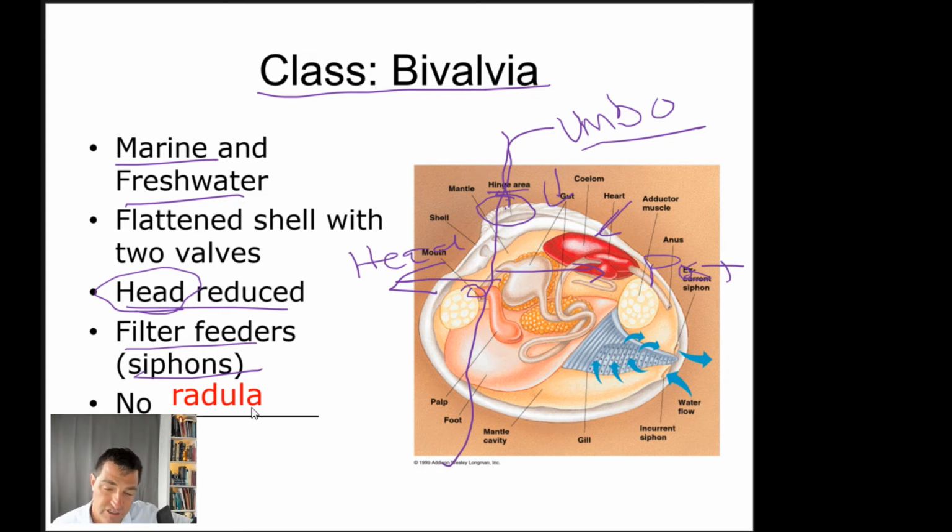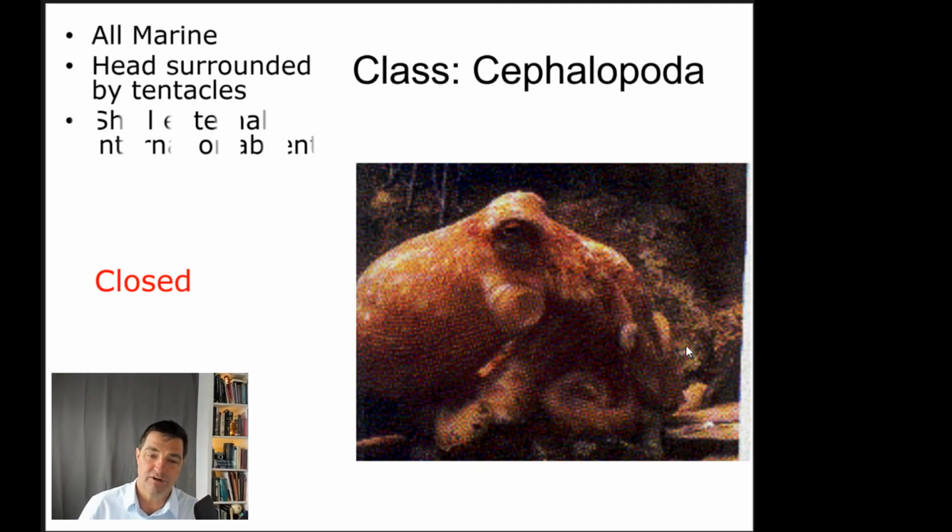They're filter feeders. They have siphons, so they have an incurrent siphon sucking water in. It goes over and gets captured, and then it goes out like that. And they have no radula. They're the only bivalves to not have a radula. They have the other characteristics, but as a filter feeder you probably don't need a radula for the most part.